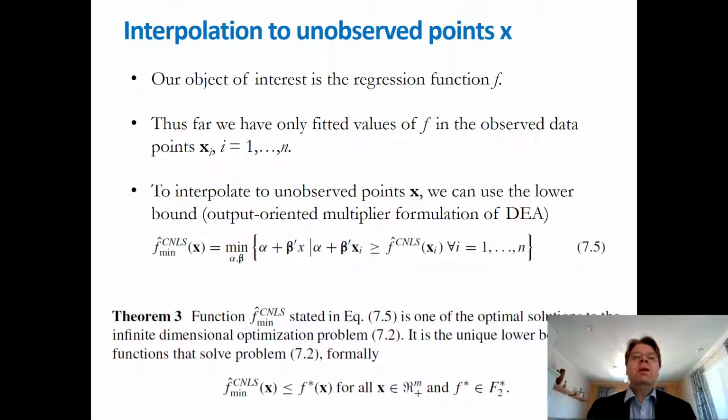A couple of points are worth noting for this interpolation. This minimum interpolation has a connection to data envelopment analysis. In fact, this minimum function, f hat CNLS min, requires solving a linear programming problem, which can be interpreted as the output-oriented multiplier formulation of DEA. In this case, we do not apply DEA directly to the raw data, but we apply DEA to the data of inputs X and our fitted values from CNLS. So this 7.5 is just the output-oriented multiplier DEA problem. In this way, we can find the minimum interpolation for our data, and we can also show that this minimum function is the lower bound for the optimal functions that solve the infinite dimensional problem that we started with.